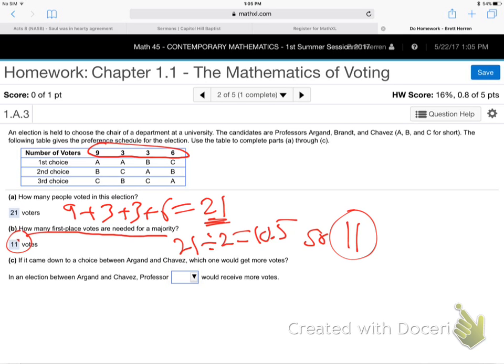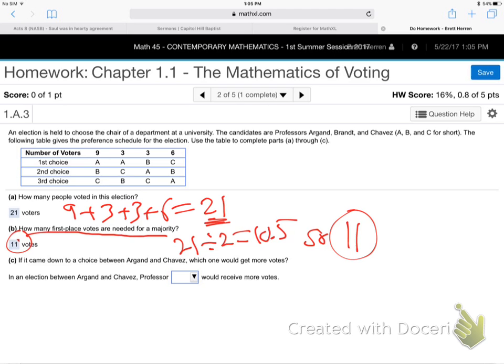All right, and then part C. If it came down to a choice between A and C, which one would get more votes? Now, how can you figure that out? If it was just A and C. Do you see what they're saying there? If candidate B suddenly dropped out, in other words. See what they're saying? Let me make sure the question is clear.